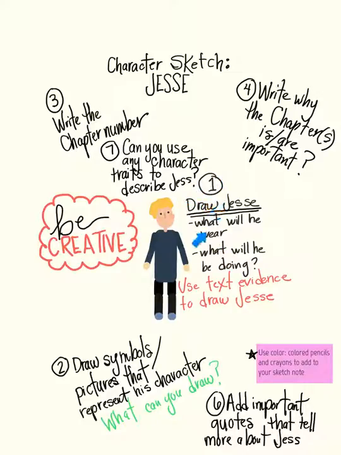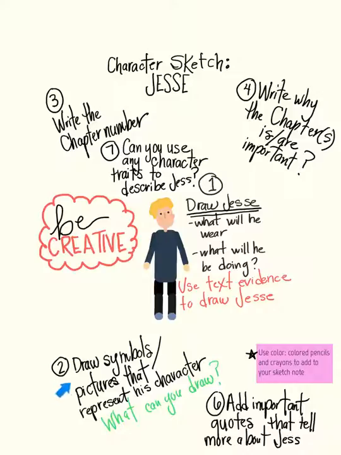Number one, I want you to draw Jessie. That's going to be your main part of what's going to be going on in your sketch. You can have Jessie take up the whole space if you want, and then just leave spots for different parts of text. Think about what he's going to wear. What is he going to be doing? Is he just going to be standing there? Is he going to be running because he likes to run? Is he going to be drawing?